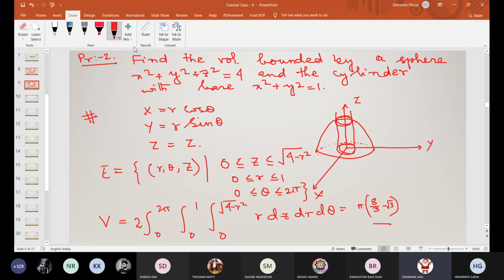Sir, I also want to ask a question. How to visualize an ellipsoid? Visualization means you have to rotate an ellipse, then you will get the solid figure that comes to your ellipsoid.